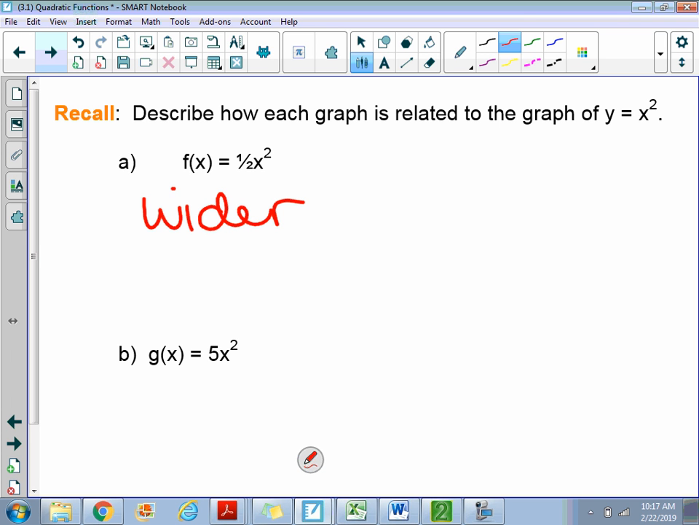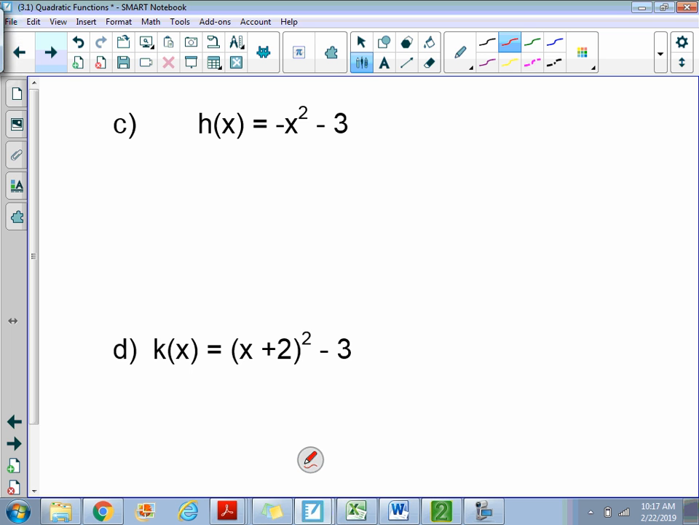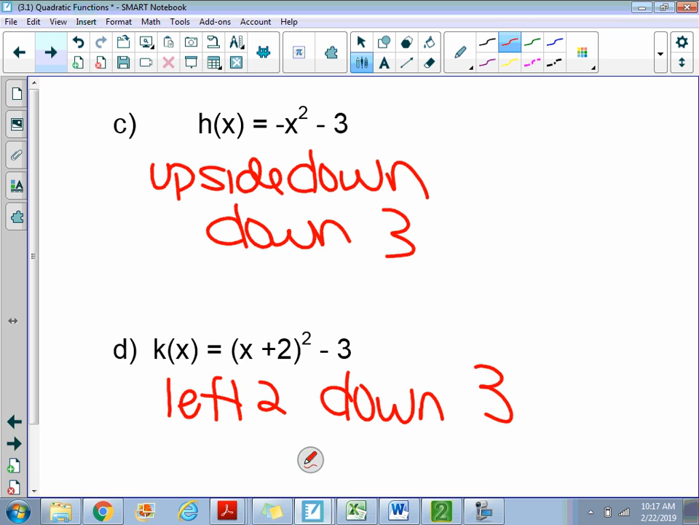Okay, what about 5x squared? Thinner. Yeah. I know you guys are using the nice thick words, but we can go pretty basic here. All right, what about the next one? Upside down, down 3. Right. And how about the last one? Left 2, down 3.